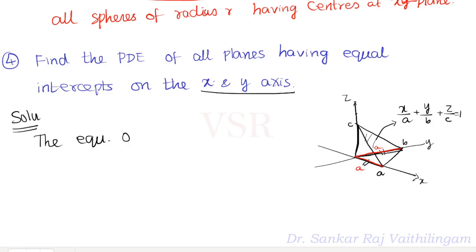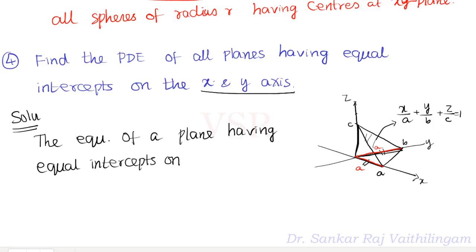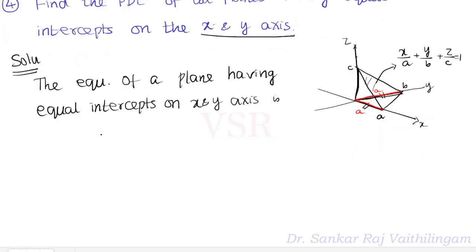Now the equation of a plane having equal intercepts on x and y axis is x by a plus y by a plus z by b, which is equal to 1. The x and y intercepts are equal, and the z intercept I take as b. That is all. Now we only need to find the PDE.